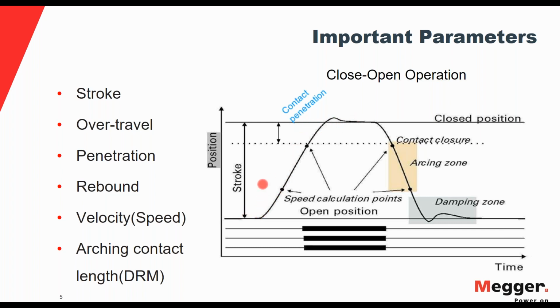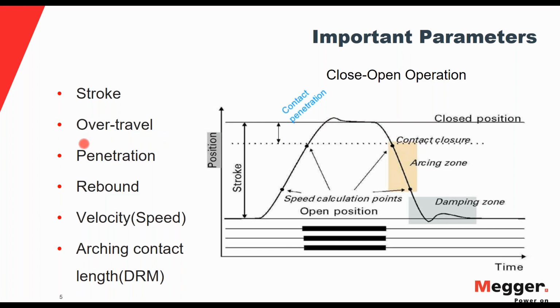The whole length of this measurement we call the stroke. This is the first parameter I can get from my motion test, the stroke value. Another parameter I can get is overtravel. From the beginning of the operation, for example the close, until the end, this is the stroke value. But in a lot of cases, the circuit breaker could overtravel and then bounce until it reaches its final position. This increased value of the motion measurement is called overtravel.